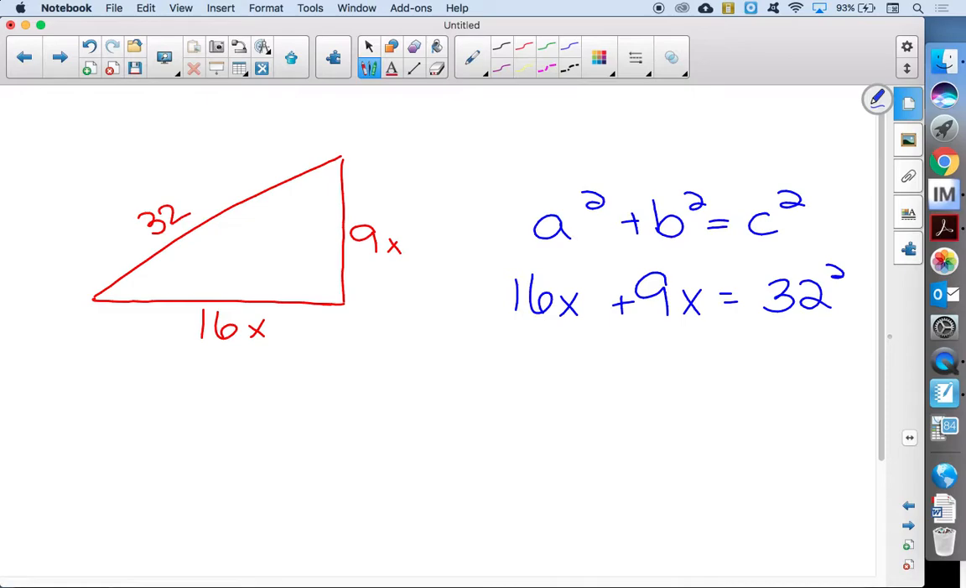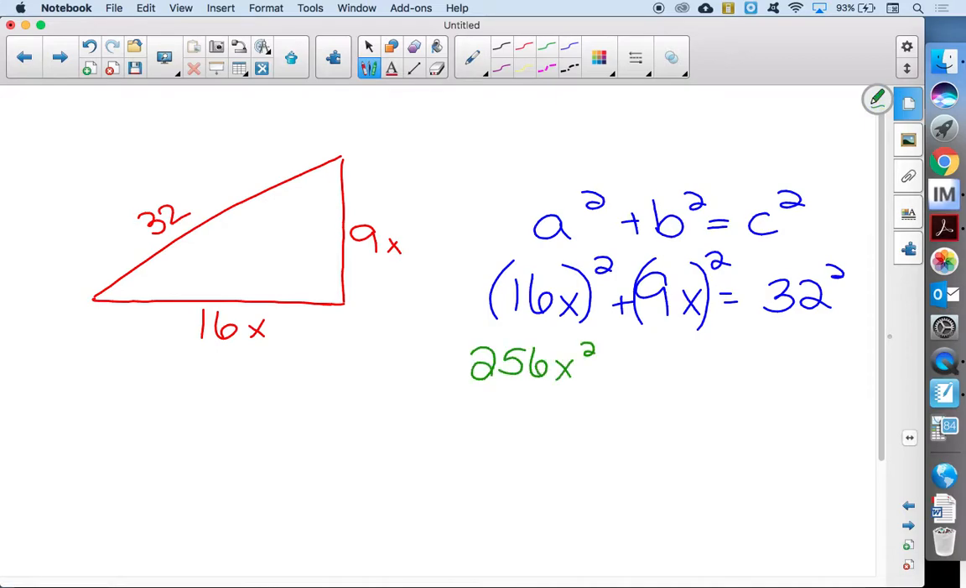Isn't it both? Both of them, yeah. So 16x squared, both pieces are squared. All of that's squared, not just the x. 9x, again, all of that is squared. So 16 squared is 256, and then your x is squared.